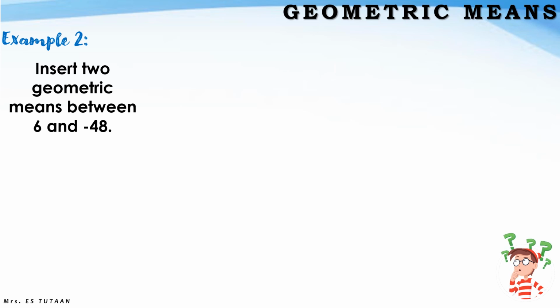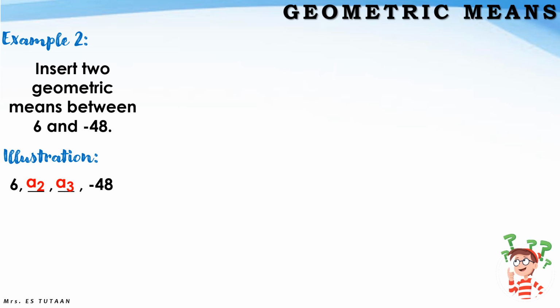Let's try example number 2. Insert two geometric means between 6 and negative 48. So, para mas ma-visualize kung ilan terms lahat ang meron tayo sa given sequence, we have to illustrate it. So, we have our a sub 1 is 6, a sub 2 is missing, that is our first geometric mean, and the second geometric mean, which is a sub 3, and our a sub 4 is negative 48.